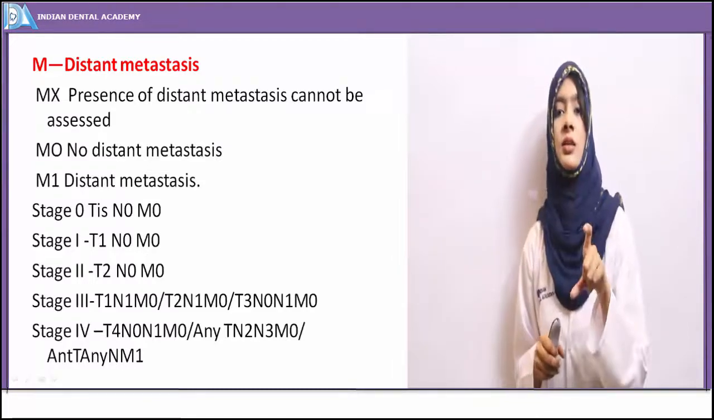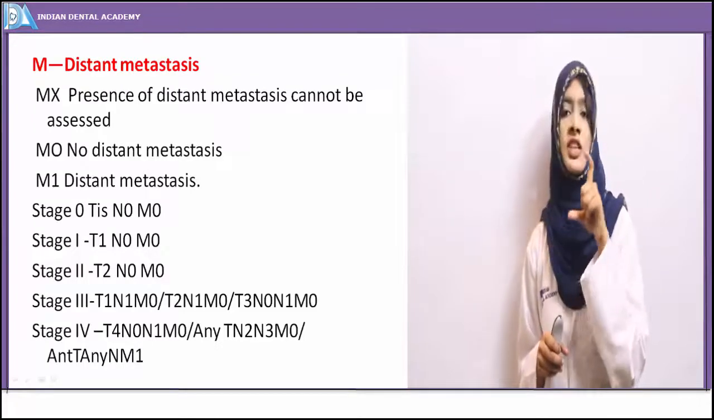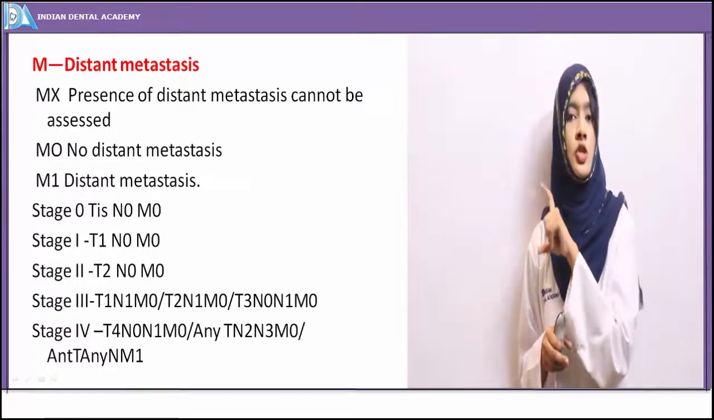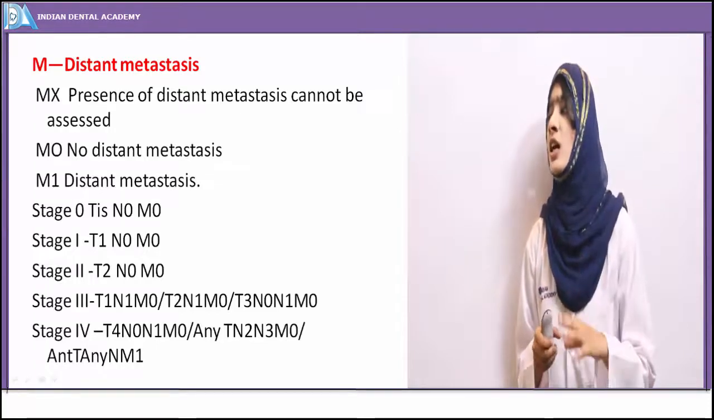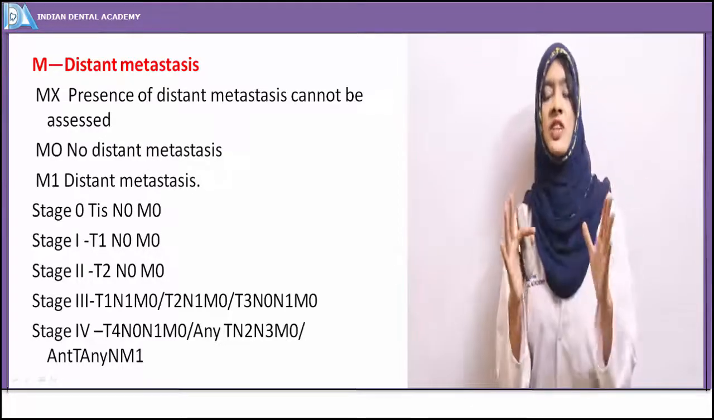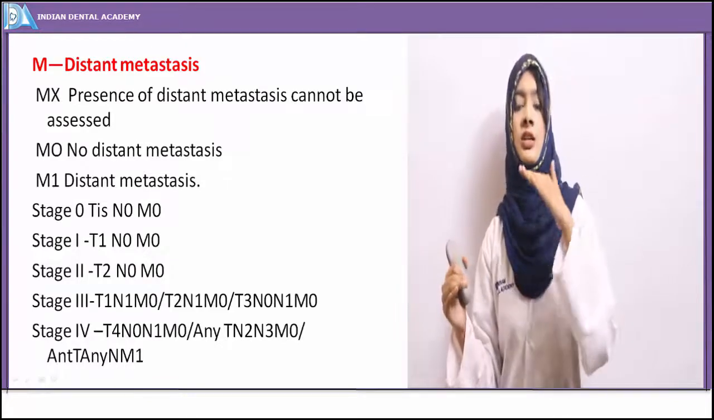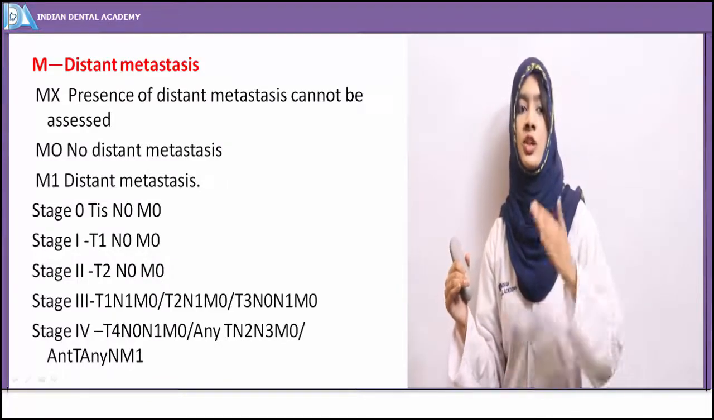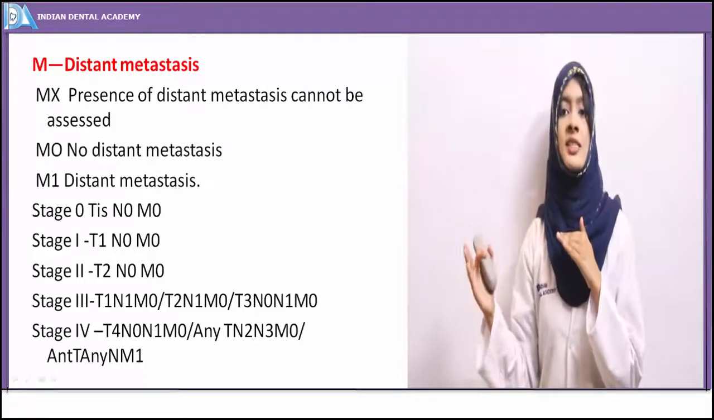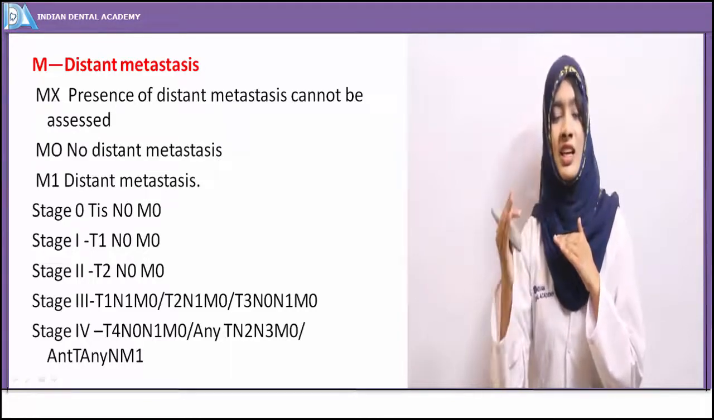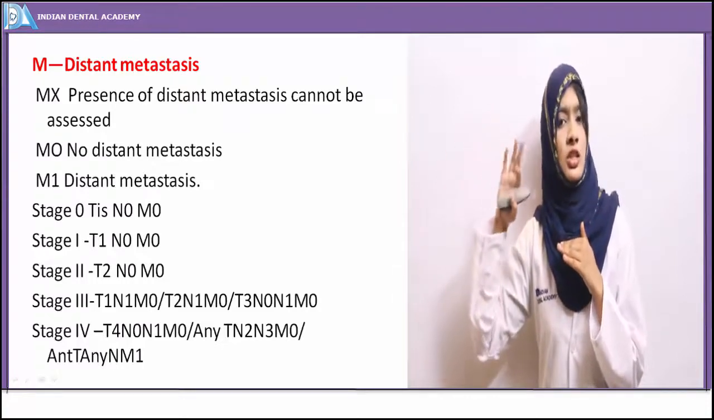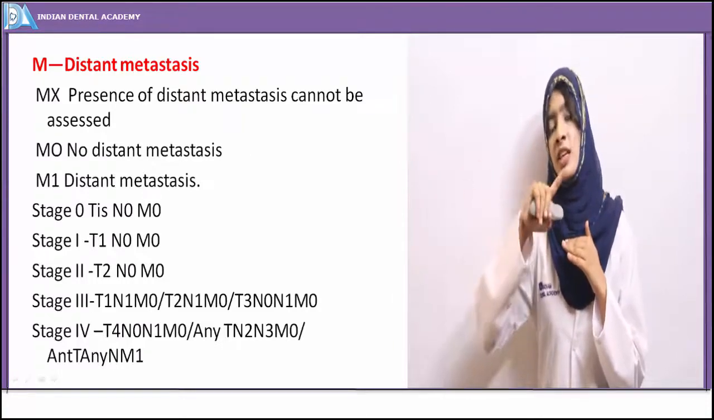The term MX is given if the presence of distant metastasis cannot be assessed histopathologically. M0 is given if there is no distant metastasis. M1 denotes that distant metastasis is present. So based on this TNM classification, the tumor is divided into different stages. The tumor may be stage 1 if the tumor cells are very initial in origin, showing carcinomatous features, and there is no nodal involvement and no metastasis. This indicates stage 1.